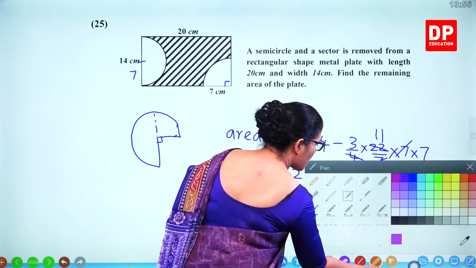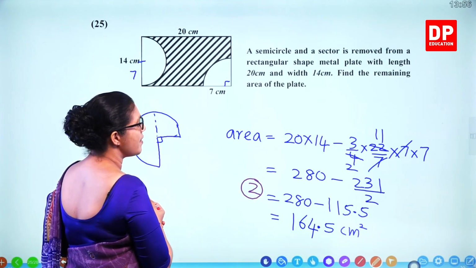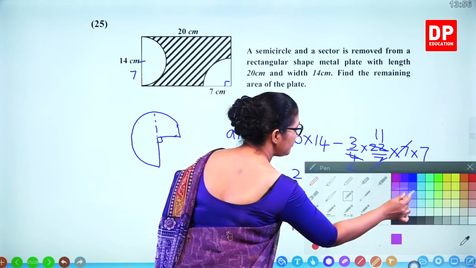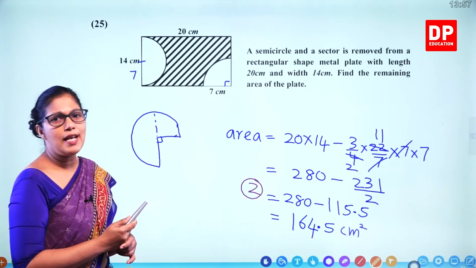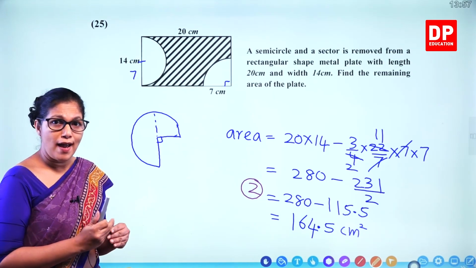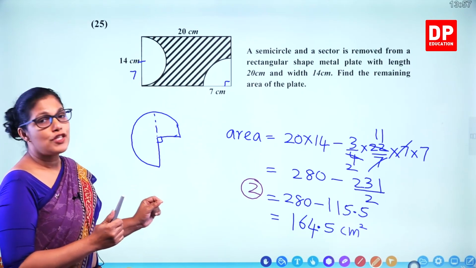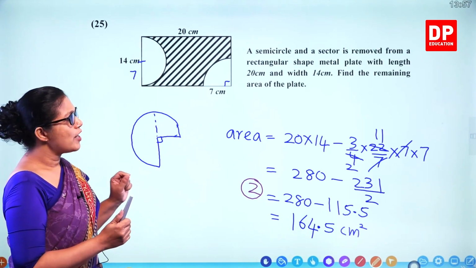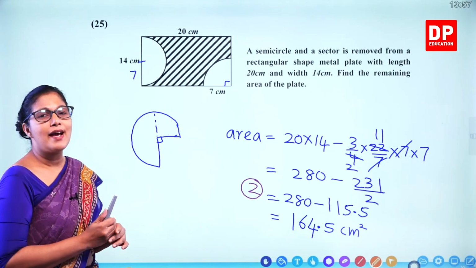So we'll give 2 marks for finding the area. This is the last question in paper 12. So we did 25 questions, all questions 50 marks. Make sure that you do the paper first and then check my answers.